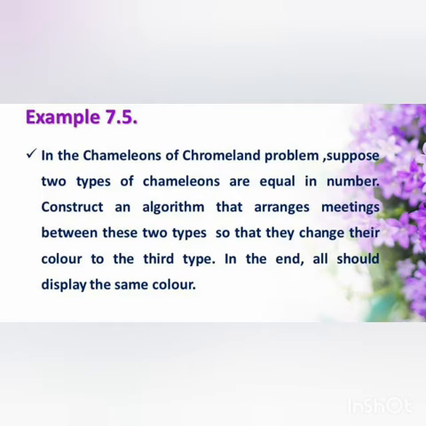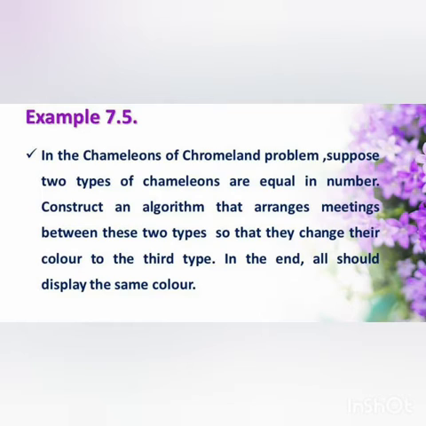Next example is the chameleons of Chromeland. We have already discussed this example in chapter 6. Do you remember that? So, what is the concept of the chameleons of Chromeland? On the island of Chromeland, there are 3 different types of chameleons: red chameleons, blue chameleons and green chameleons. Whenever 2 chameleons of different colors meet each other, they both change their color to the third one. So, we have to arrange a series of meetings that result in all the chameleons displaying the same color.